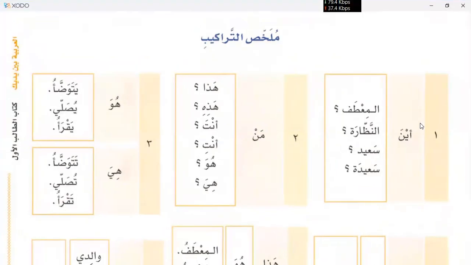Aina al-mi'taf? Where is the coat? أين المعطف؟ Where is the coat? أين النظارة؟ Where is the glasses? أين السهيد؟ Where is the Suhayd? أين السهيدة؟ Where is Suhayda?